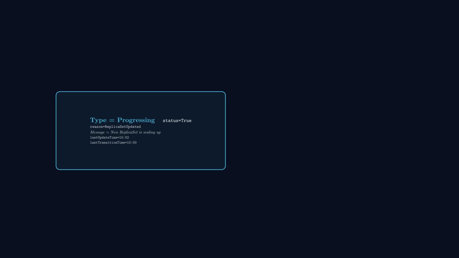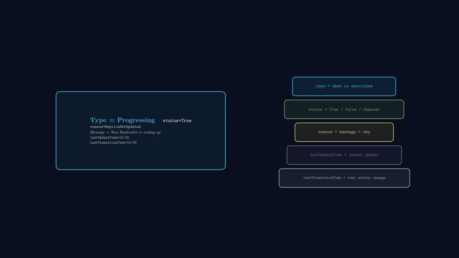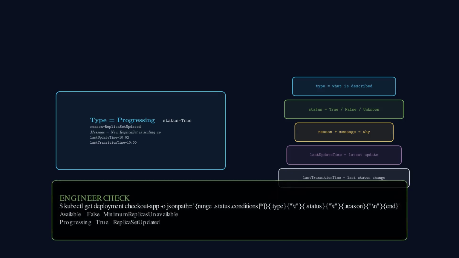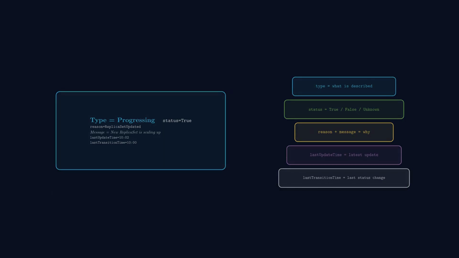Status gives the answer as true, false, or unknown. Reason gives a short explanation, while message gives more detail for people. Deployment conditions also record when the condition was updated and when its true, false, or unknown state last changed. To inspect the deployment conditions directly, you can print each type together with its status and reason. The words true, false, and unknown only make sense together with the condition type.